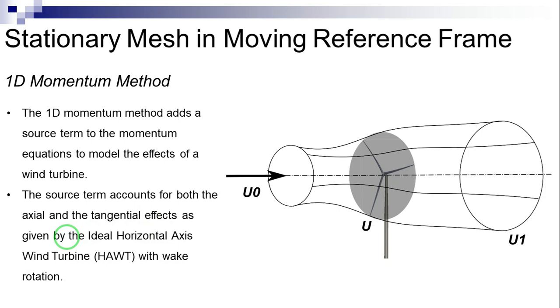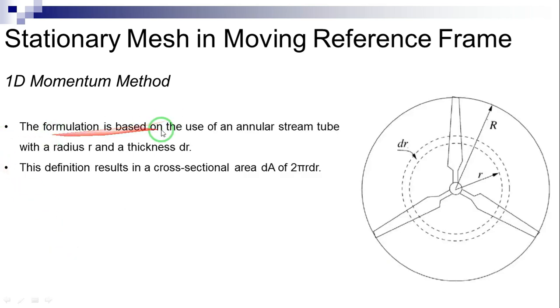The formulation is based on the use of an annular stream tube with a radius r and a thickness dr. Note that this is not the disk thickness. This definition results in a cross-sectional area dA of 2 pi times r times dr. The following figure shows the schematics and the notation that is used in the formulation.